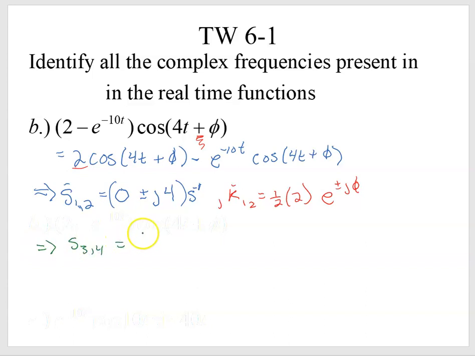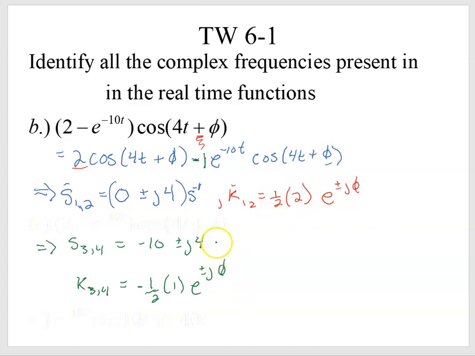And then of course our S34 is equal to negative 10 plus or minus j4, and our K34 is equal to, we have a negative, right? That's negative 1, so it's going to be equal to negative 1/2 times 1. We'll do the 1/2 times 1 to make that clear. 1/2 times 1 e to the plus or minus j phi for that phi there.